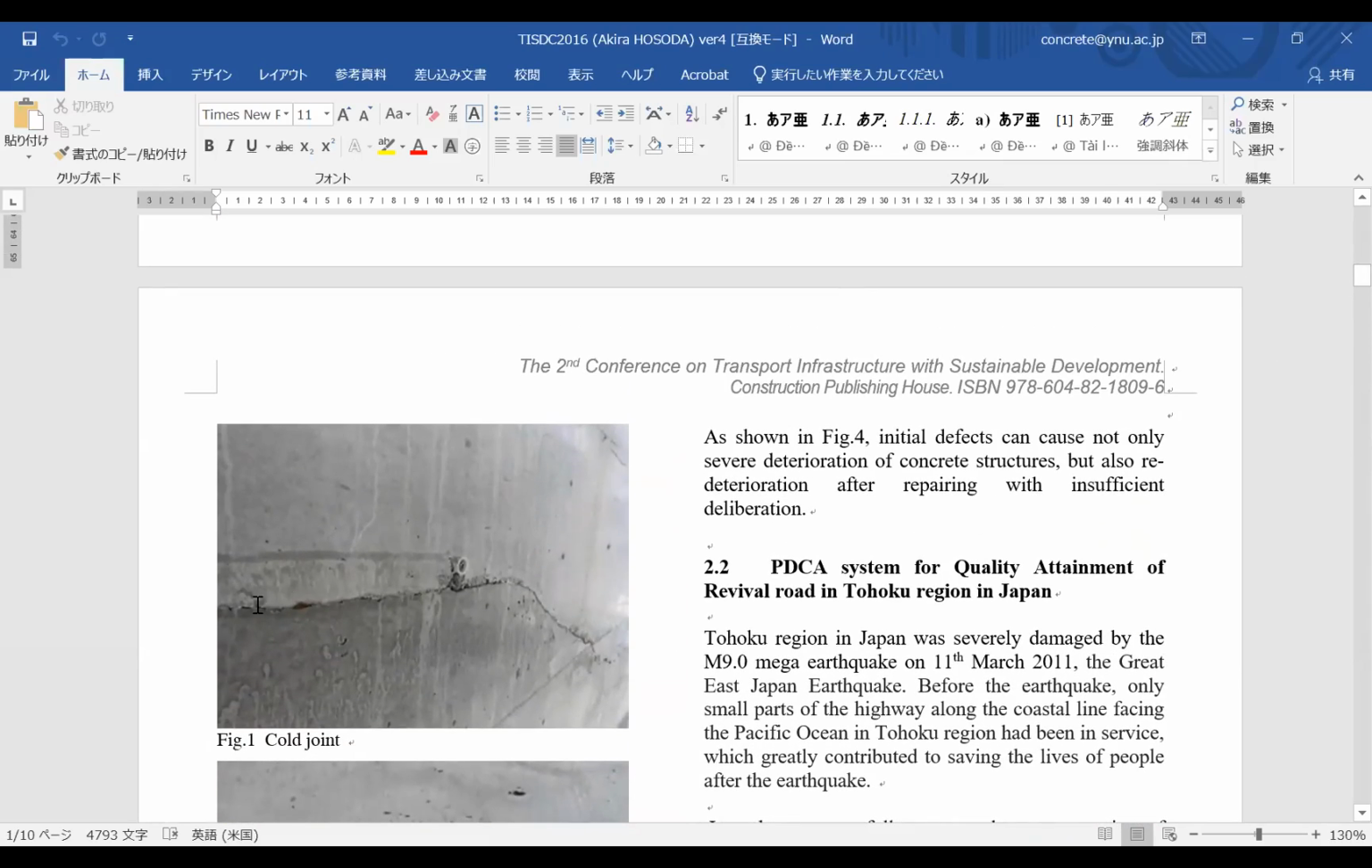Do you remember this one? This kind of inclined placement joint can never happen if we follow that rule, that concrete placement should be flat. So this initial defect is showing that the very fundamental basic matters, basic rules are not followed in the real construction. This is the evidence.